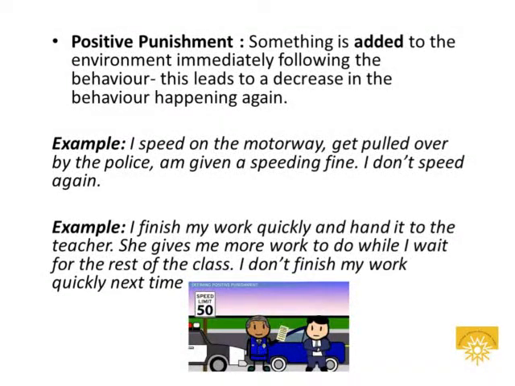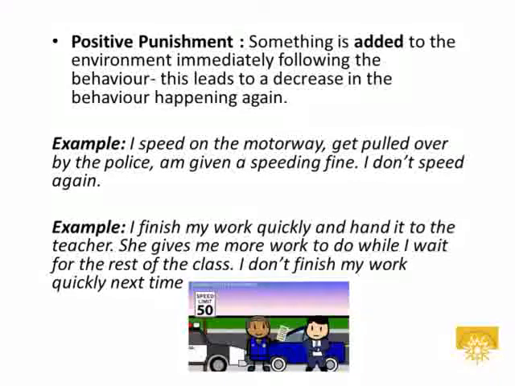The first is positive punishment, and this is when something is added to the environment immediately following the behaviour and will lead to a decrease in the behaviour happening again. So an example would be I speed on the motorway and get pulled over by the policeman. I'm given a speeding fine, so the speeding fine is added to my environment. I don't speed again, so my behaviour is punished because it didn't happen again.